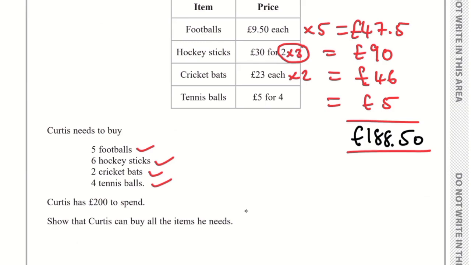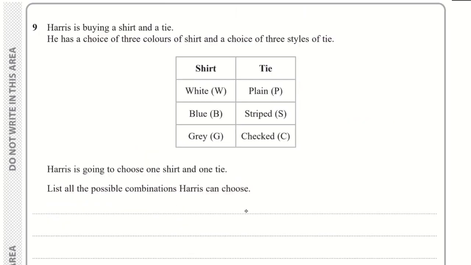Show that Curtis can buy all the items he needs. Of course he can, because Curtis has £200 to spend, and everything he needs to buy is £188.50. So he can buy these items because he has more than the required amount needed to buy all the items. So question 9. Harris is buying a shirt and a tie.